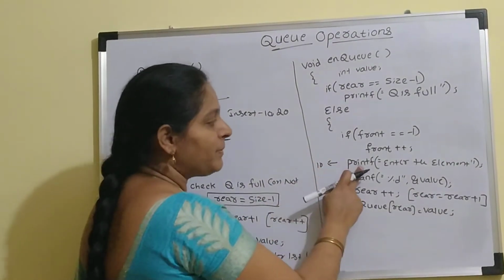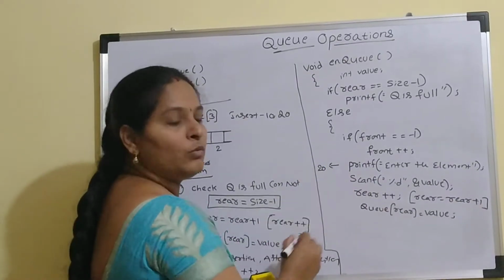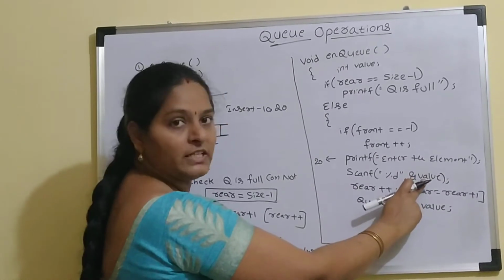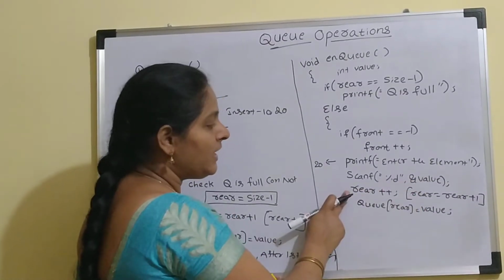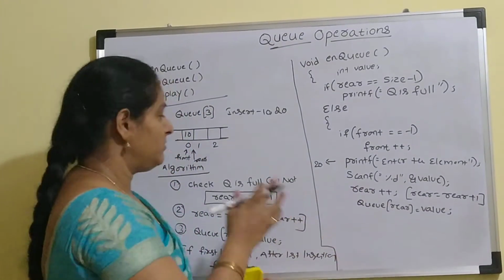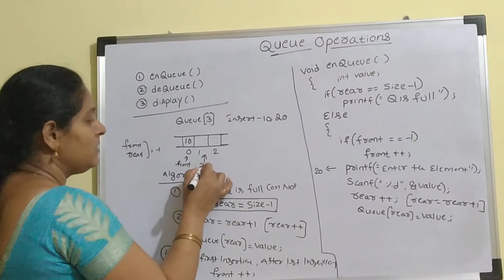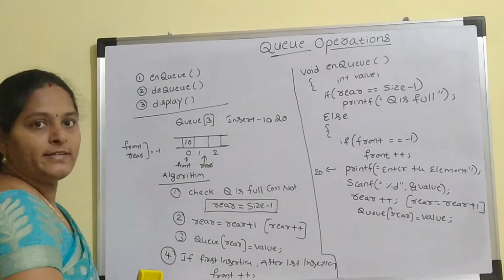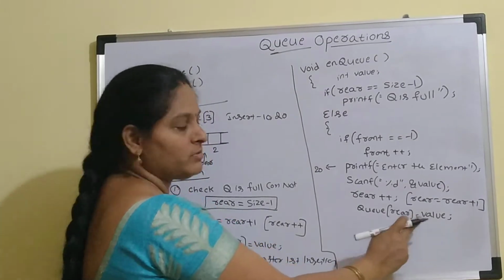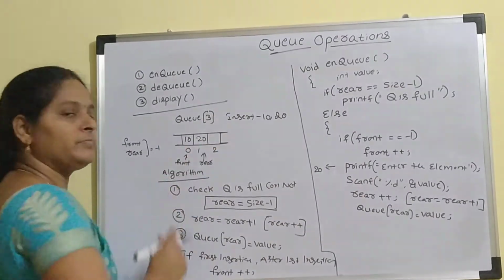Next statement: printf enter the element. Here I am entering 20. Whatever element I enter, that value will be stored in the variable value. 20 will be stored in the variable value. Now I should increment the rear pointer by 1 to show the next available location. So the rear pointer moves to the next index. Now wherever the rear pointer is pointing, insert 20 at that position. So Q of 1 equal to 20. So the 20 will be inserted here.